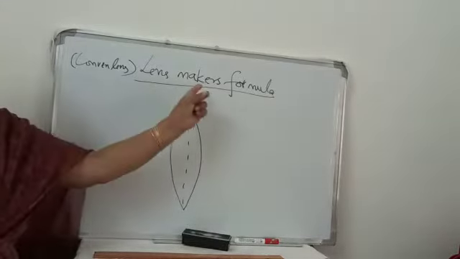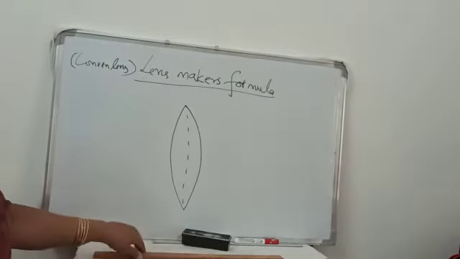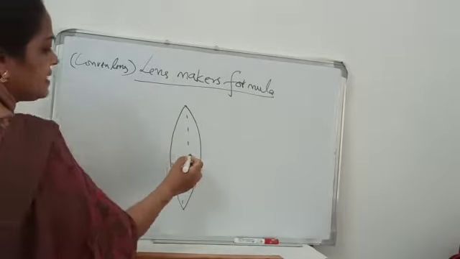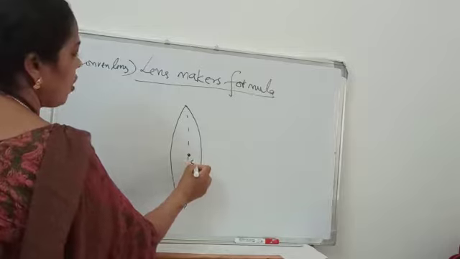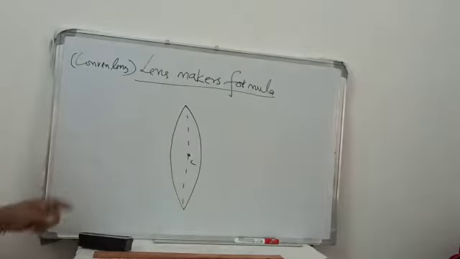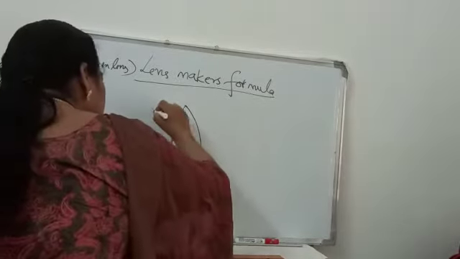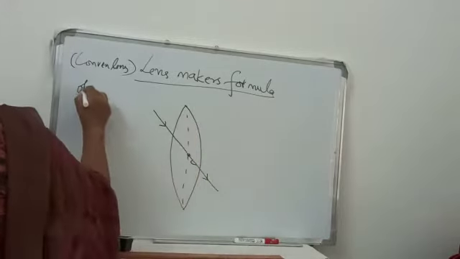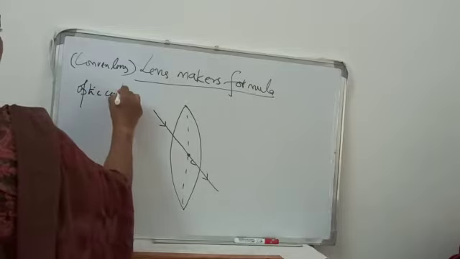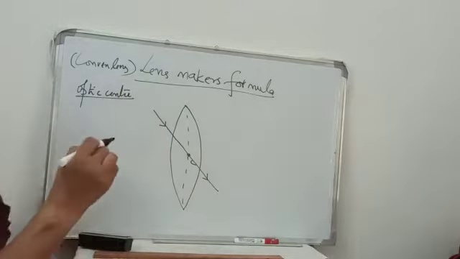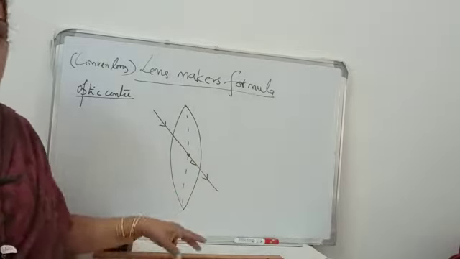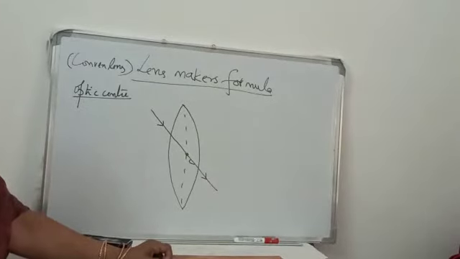Before going into the lens maker's formula, let us see what the optical center is. The optical center is a point on the center of the lens such that a ray of light passing through it goes without any deviation. So that point is called the optic center or optical center.